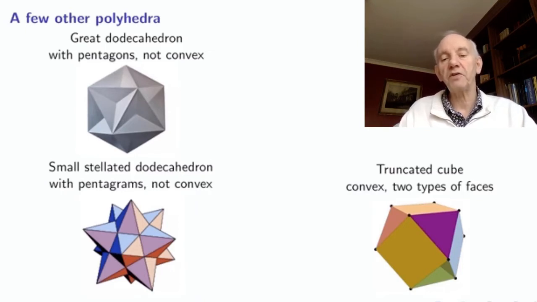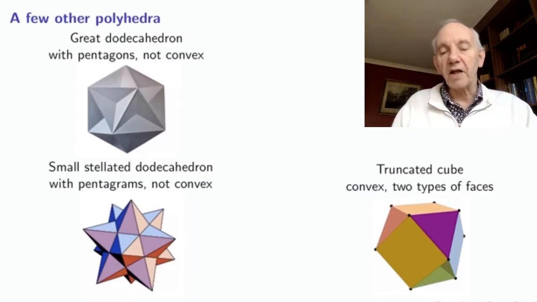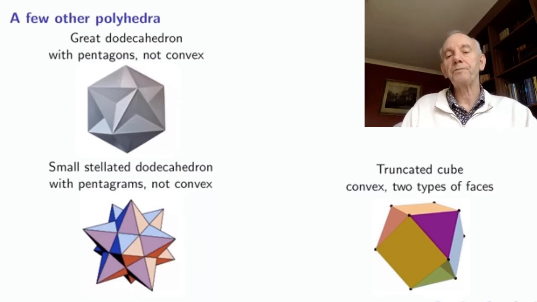So this fails because not all the faces are the same shape. You've got a mixture of triangles and squares. So that would be called a truncated cube. It is convex. In fact, it's the smallest convex solid that contains those black vertices you can see.